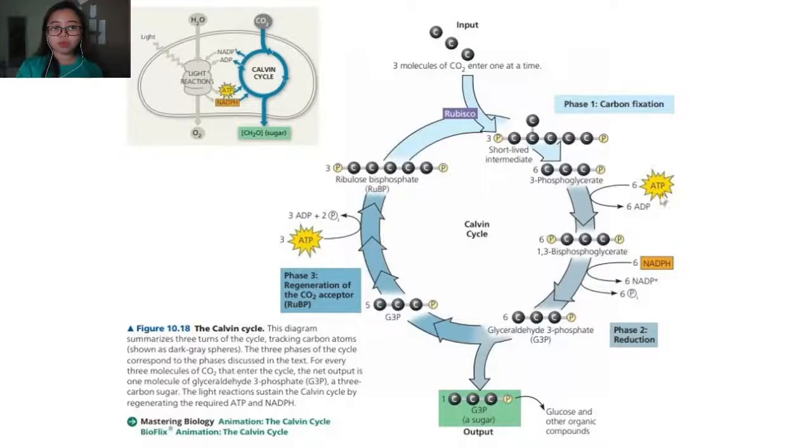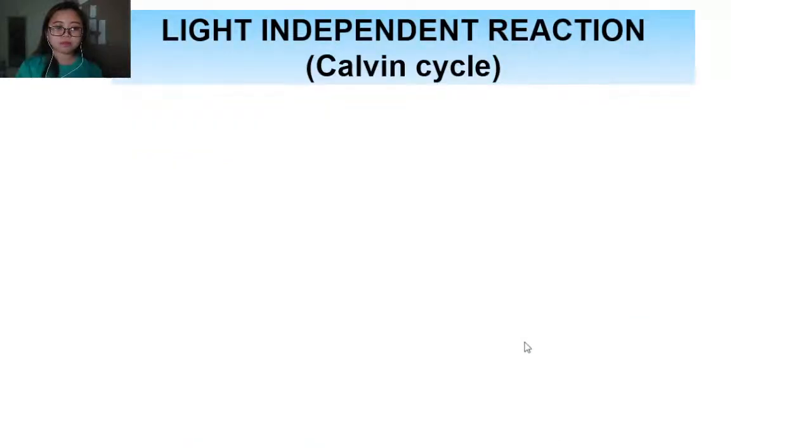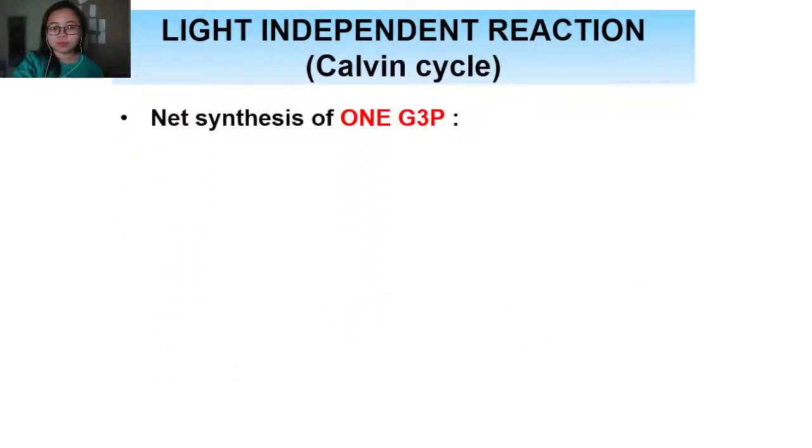This is when we're going to use the ATP and NADPH and produce 6 molecules of G3P. From 6 molecules of G3P, 5 will be reused in phase 3. 1 will be used later to form complex sugar such as glucose. Earlier, those were the steps in Calvin cycle. In this slide, we'll be talking about what we produce from the Calvin cycle.